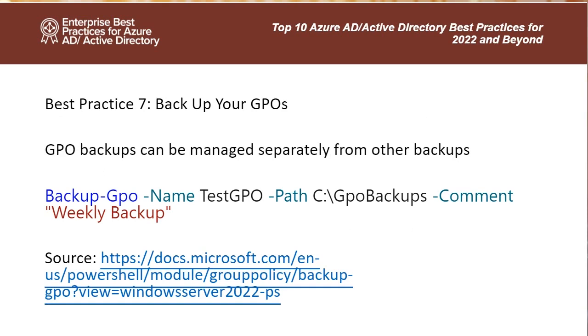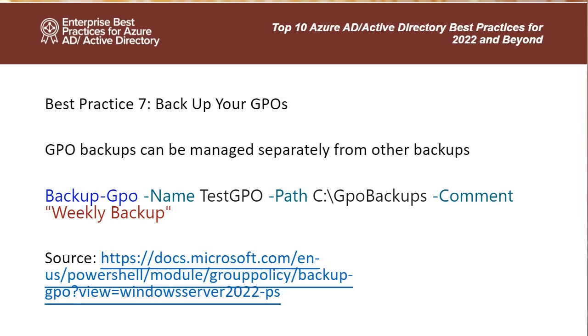So best practice number 7, back up your group policy objects. This is that third backup-related best practice that I mentioned a moment ago. Now, when you perform an Active Directory backup using your backup software, you are, of course, backing up your group policy objects as a part of that. But there's a separate way that you can back up your group policy objects so that they're maintained in XML format, and you can use those on an as-needed basis.